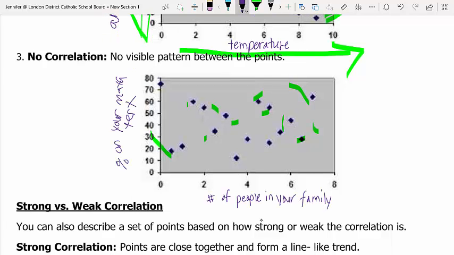An example of a set of data that would have no correlation, or no relationship between the 2 items, would be if we graphed the number of people in your family versus how you did on your math test. So if you have 2 people in your family, there's no connection between what your grade's going to be. The number of people in your family has nothing to do with how well you do on a math test.